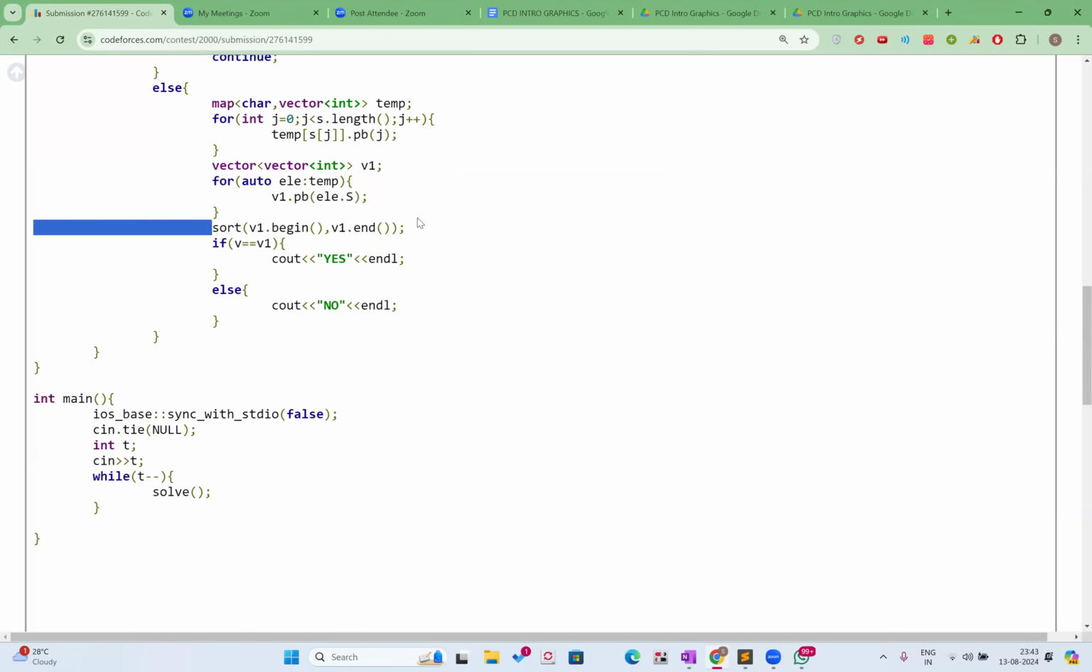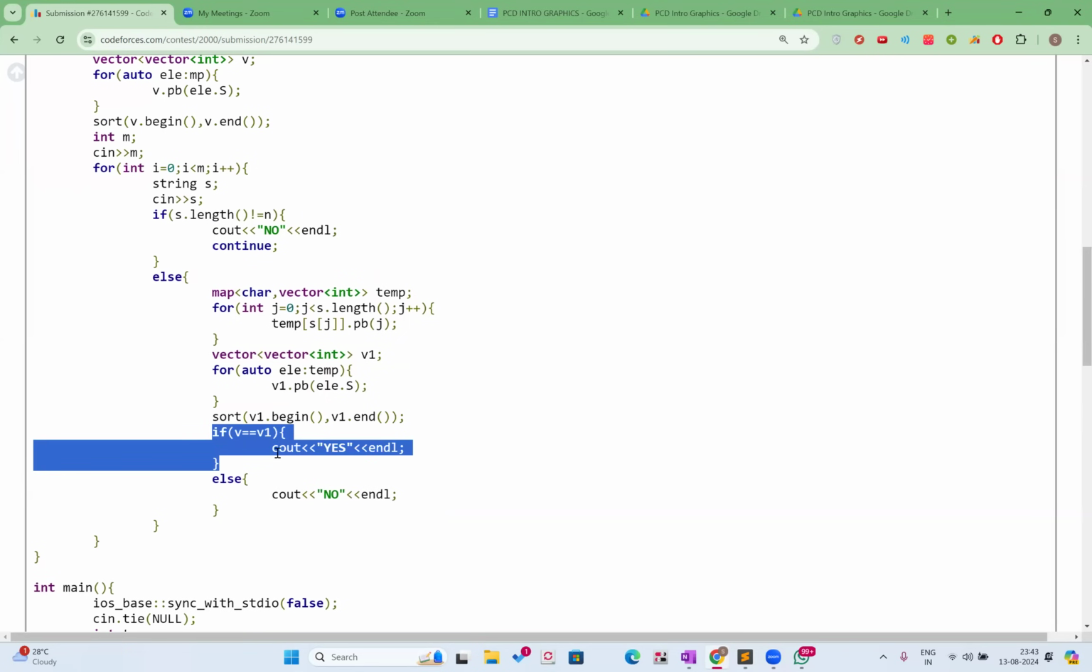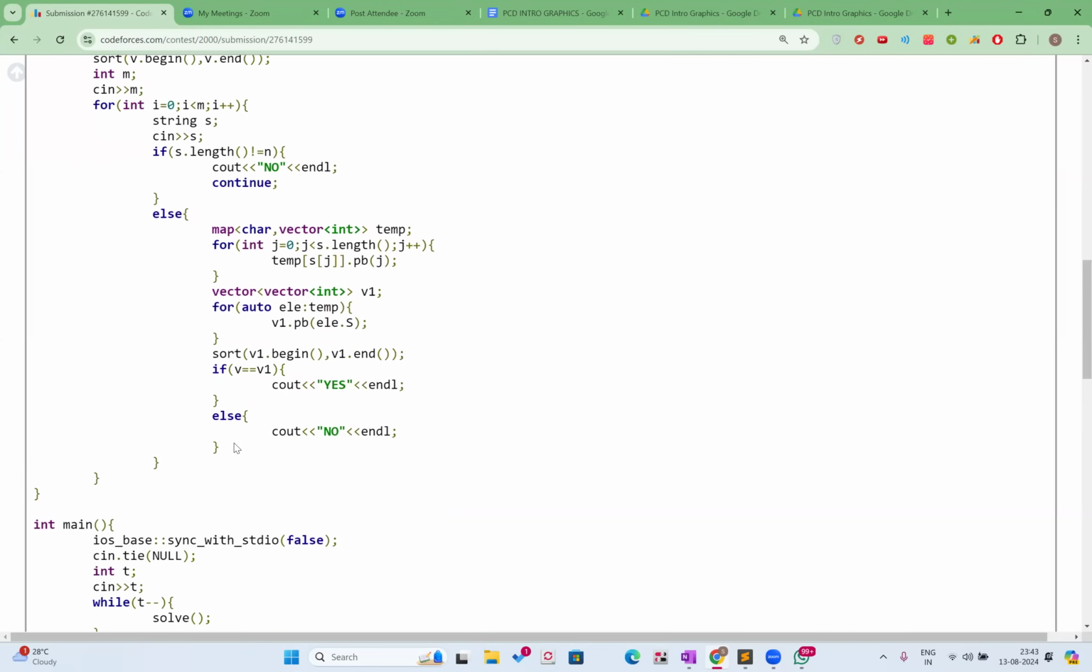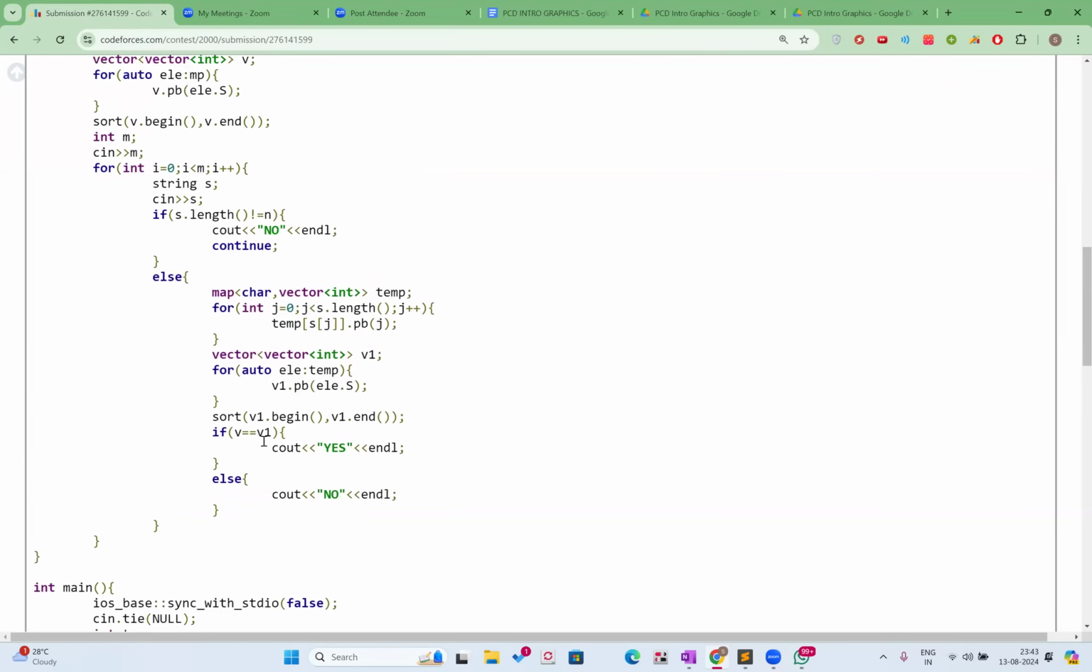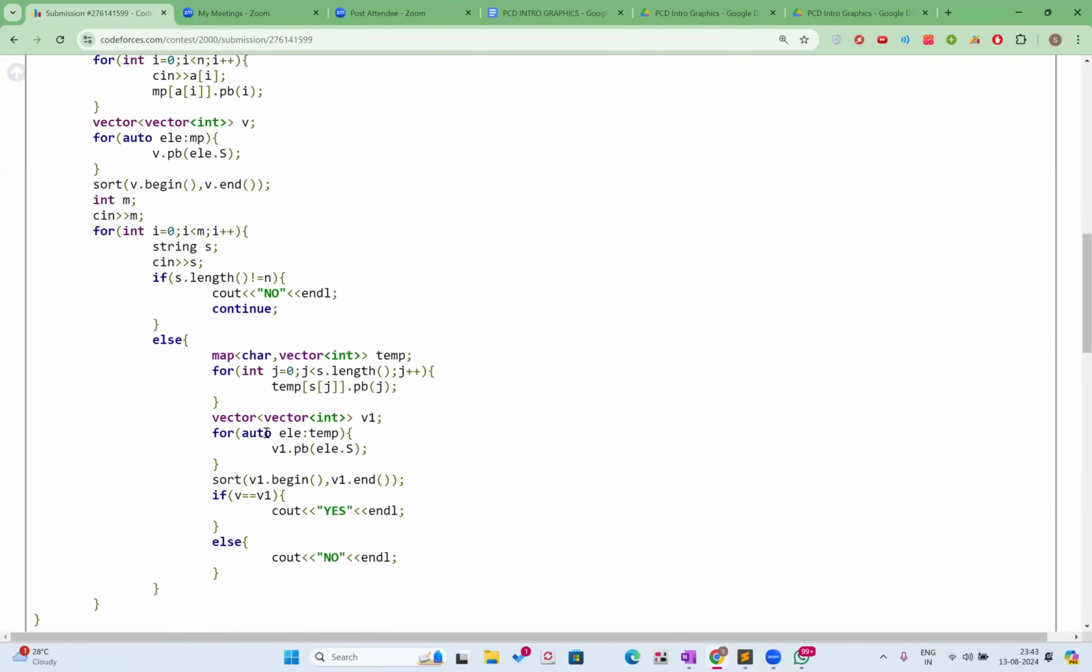And again, I'll just sort this one as well. I sorted the previous one and I've sorted this one as well. If these two are equal, then the answer is yes, otherwise no. So everybody got the code? If anyone has any doubt, you can just ask me.